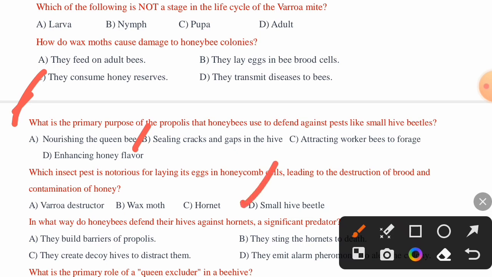So as we know, the hornet will attack the bees outside the box, and wax moths don't lay eggs inside the honeycombs, they prefer cracks and crevices. And varroa mites are ecto or endoparasitic, and they lay eggs on the honeybee or inside the honeybee. So the answer is small hive beetle.